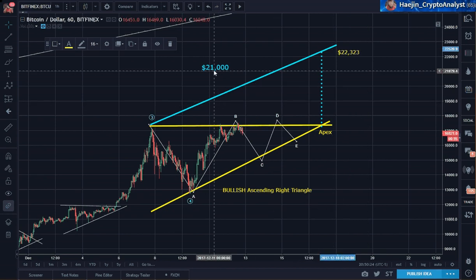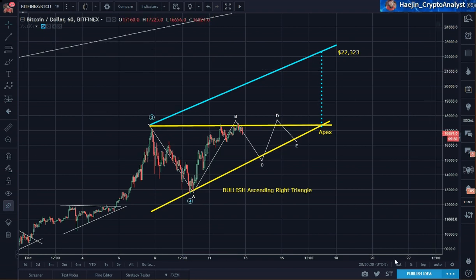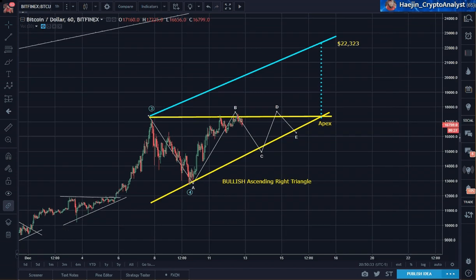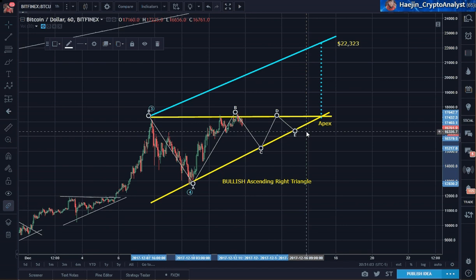is a new target. Get rid of that. I like the higher targets better. This is beautiful. So what does this mean? We have A, we have B, C might go to perhaps 15,195. D will bring it back up to 17,454. E might even have a bullish wick to finally get rid of the last remaining weak sellers. But for now, I'm going to keep it at 16,335.